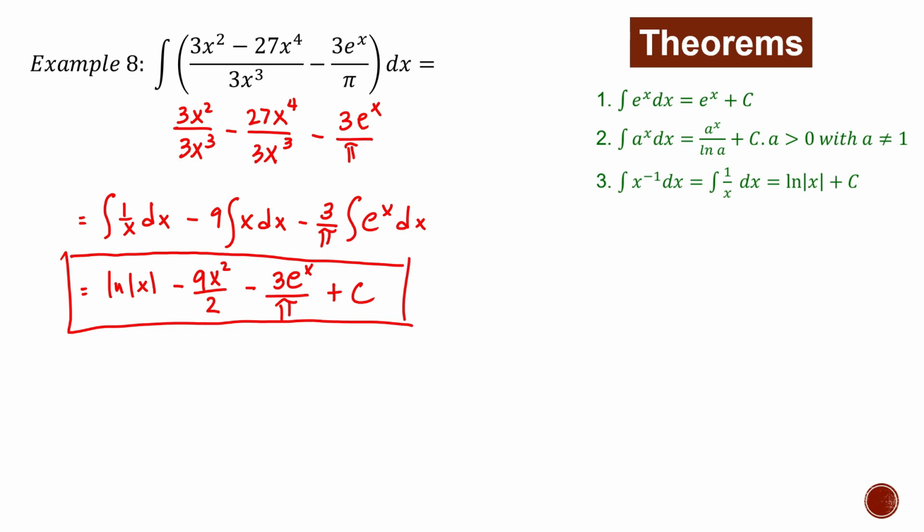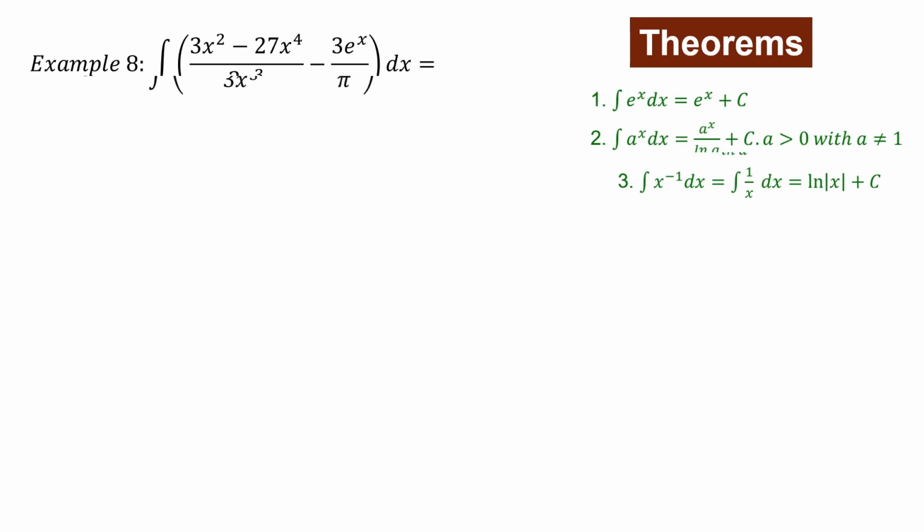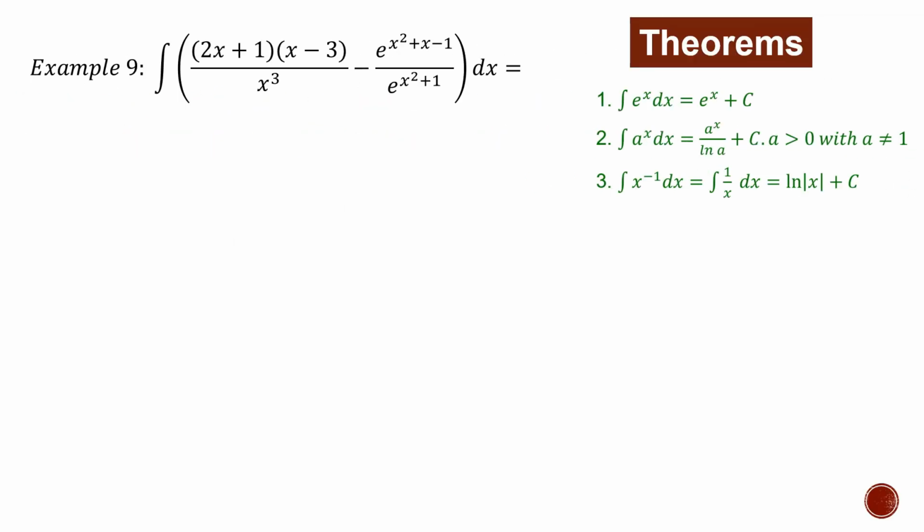Alrighty. Alright, let's go to example number 9. Okay. So just like what we did in our example earlier, we need to multiply that 2x plus 1 and x minus 3 first. Okay? So again, this really looks complicated, but if you think about it and simplify everything first, it's not going to be that complicated as it seems.